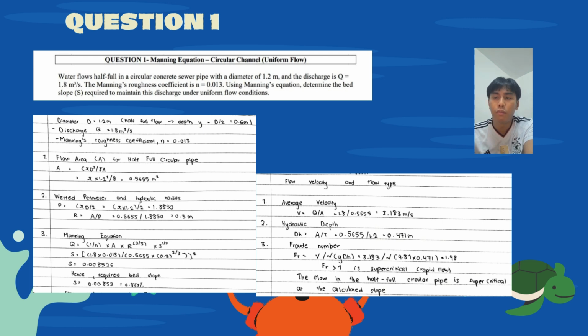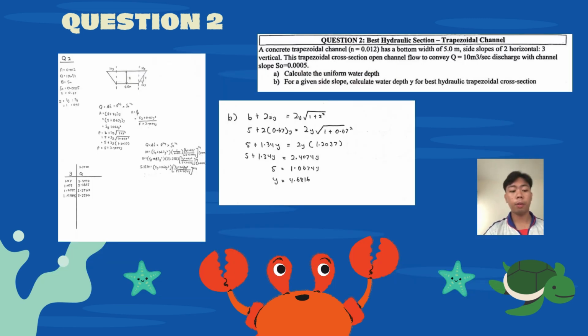So, flow velocity and flow type. Average velocity V equals Q over A. So we get 3.183 meter per second, and hydraulic depth DH is equal to A divided by T. So we get 0.471 meter. For the Froude number, this is the formula for the Froude number, and then we get 1.480.